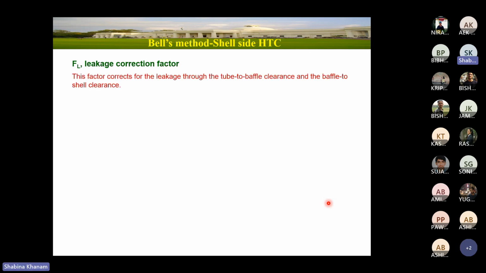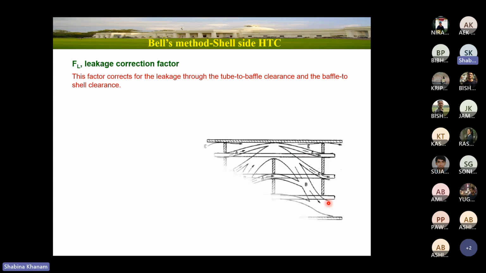Leakage correction factor, as you know already, here I am considering stream A like this and stream E. Both of these streams we are considering over here. So this factor corrects for the leakage through tube to baffle clearance and tube to shell clearance, right? So we will discuss that for these two streams.